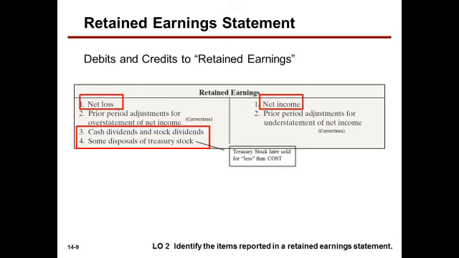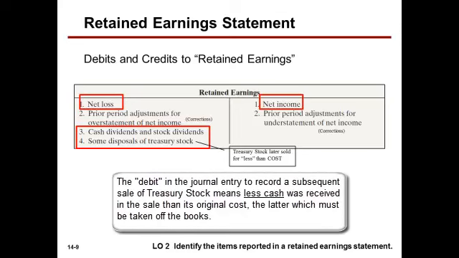I just want to summarize, again, the main activity flowing through the retained earnings account. Those activities highlighted in red would be part of the retained earnings statement as separate line items: income or loss, dividends, cash or otherwise, and some dispositions of treasury stock. Treasury stock is stock that a corporation has reacquired off the market. If it resells it for less than cost, that debit may be taken directly to retained earnings under certain circumstances.